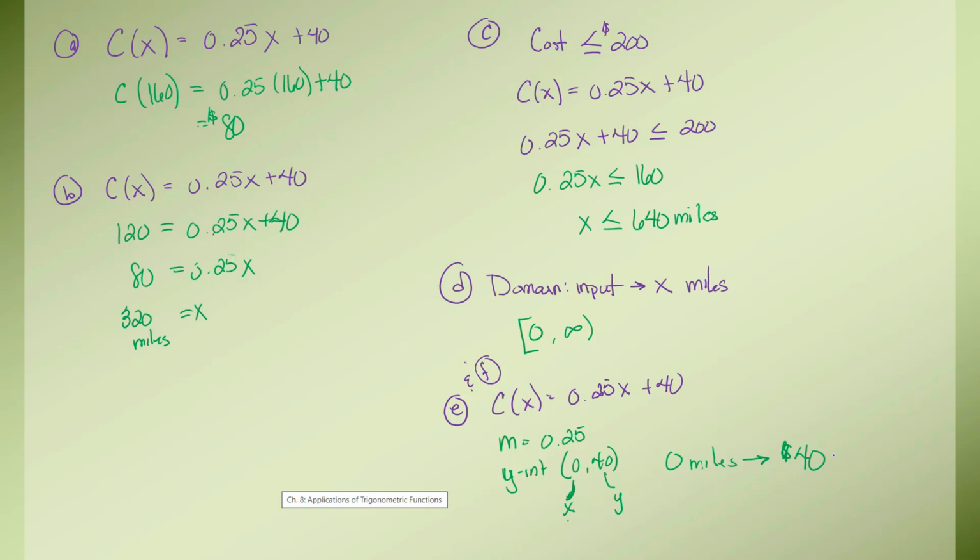Now, the 0.25, that's being added to the 40, isn't it? So what do you think the 0.25 represents? Yeah, that's the cost per mile. The slope is actually representing the cost per mile. They're getting charged 25 cents a mile on top of the $40 a day rental. Cool? Okay, loving it. Now, let's go on to the next one.